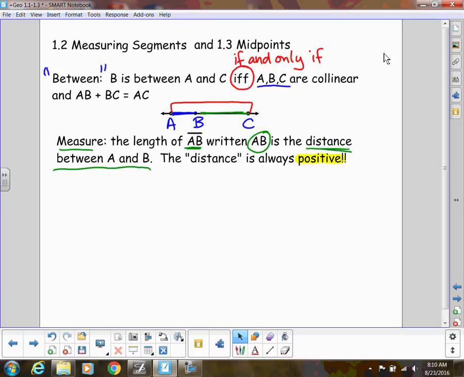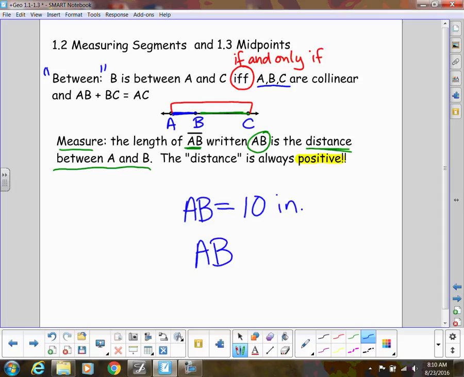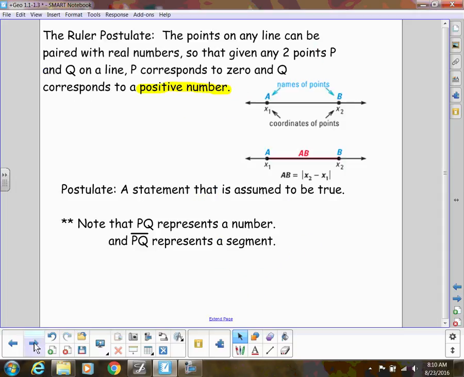Distance is always positive. So please keep that in mind as you're doing your work, that first of all, if you say AB, then you're looking to say, oh, it's 10 inches or something like that. But if you're saying AB with a bar over it, you're talking about the object, the segment AB. Okay? So it's a slight, subtle difference, but please make sure you are using that difference.